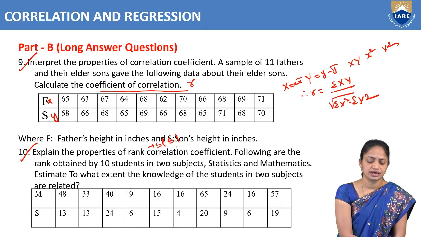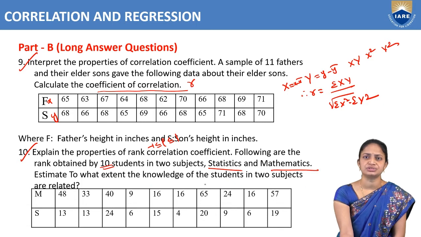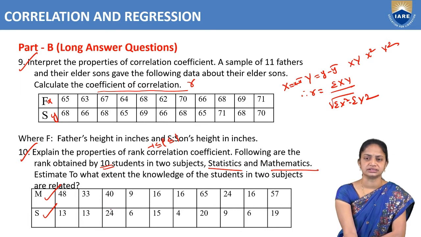Following are the ranks obtained by 10 students in two subjects, statistics and mathematics. Estimate to what extent the knowledge of students in the two subjects is related. They have given mathematics marks and statistics marks. Here we need to find the ranks. First of all, we need to find the ranks.